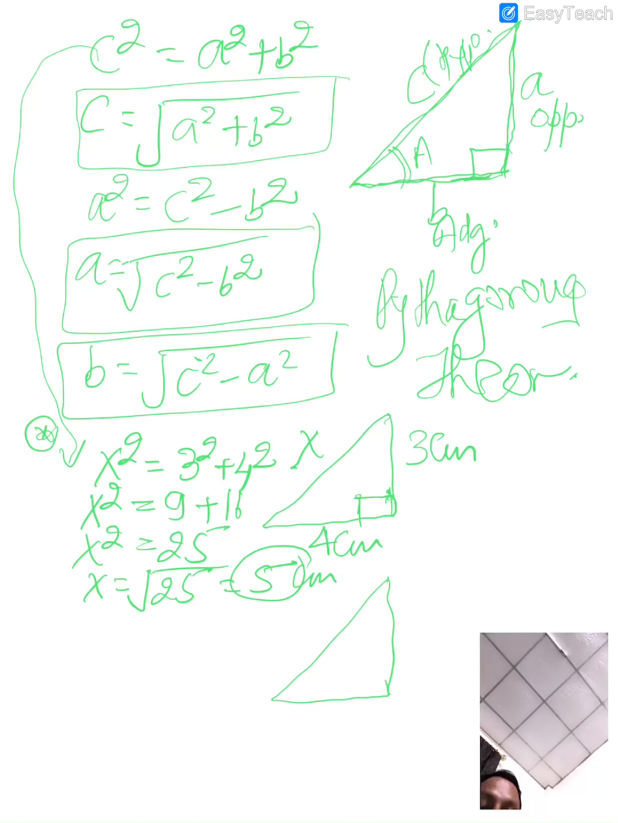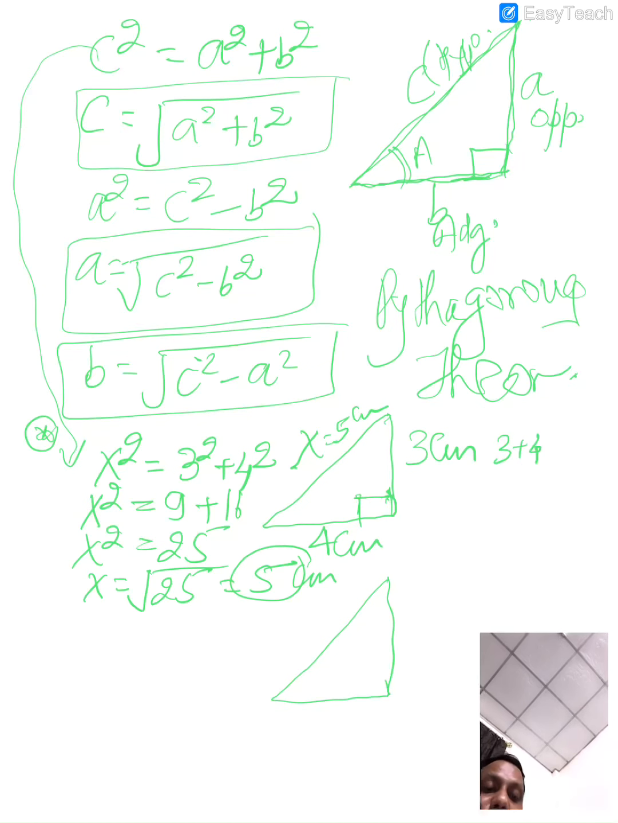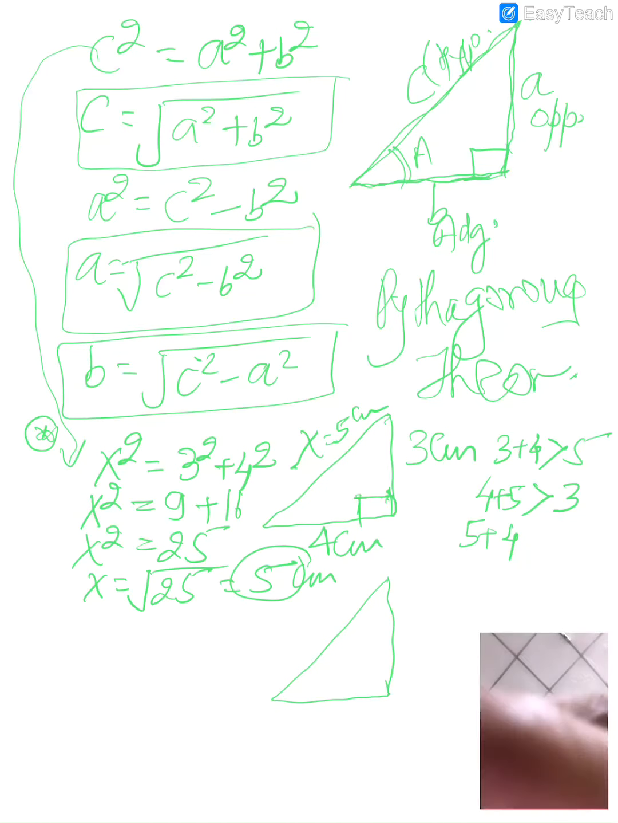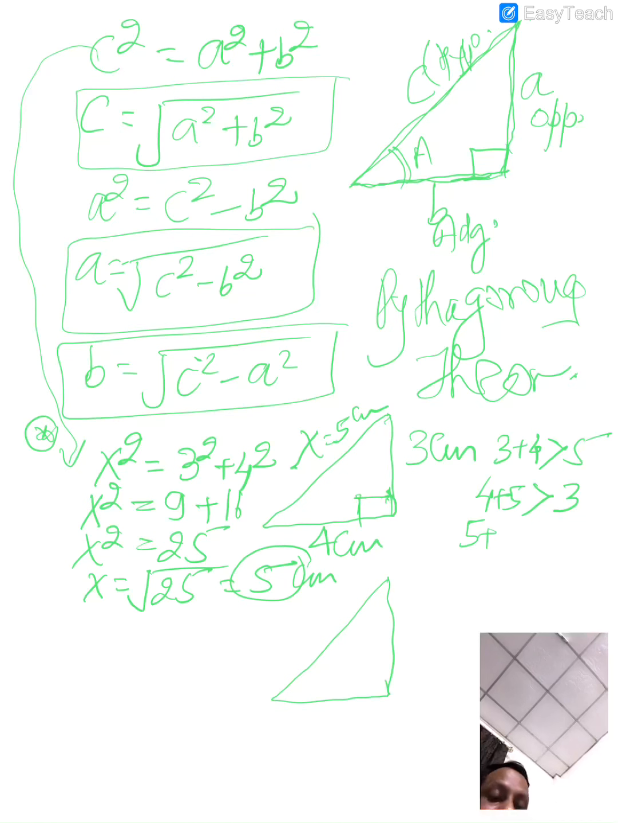And one very important thing I will tell you all, you have to know the sum of any two sides in any kind of triangle is always greater than the third side. So suppose we want to check this 5 centimeters we got: 3 plus 4 is always greater than what? 5, right? 4 plus 5 is always greater than 3, right? And 5 plus 3 is always greater than what? 4. So this is the way this triangle is going to work, and you must know this.